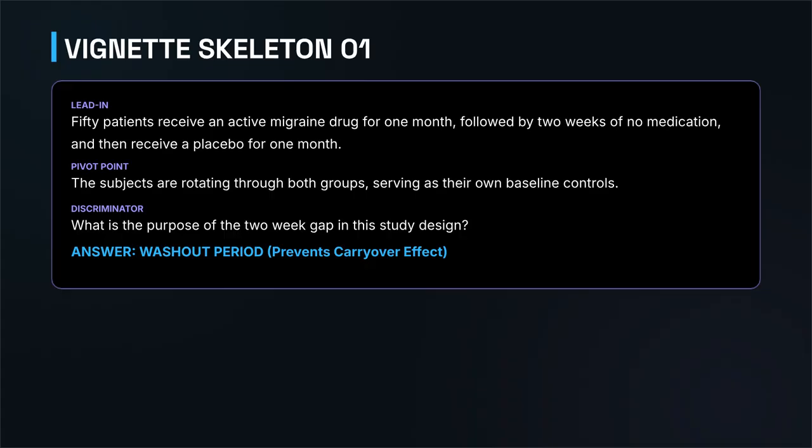In this specific vignette, the examiners are hiding the concept of the washout period behind a simple chronological timeline. By recognizing that the patients are switching therapies, you instantly identify the crossover design. By identifying the crossover design, you instantly know the major vulnerability is the carryover effect. By knowing the vulnerability, you instantly recognize that the 2-week gap is the required washout period. This systematic analytical process guarantees you will select the correct answer.